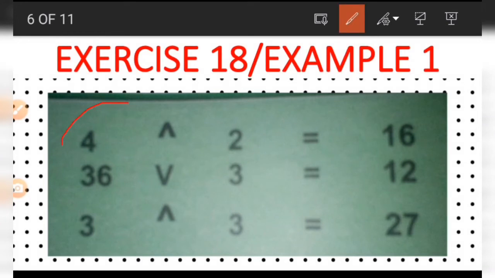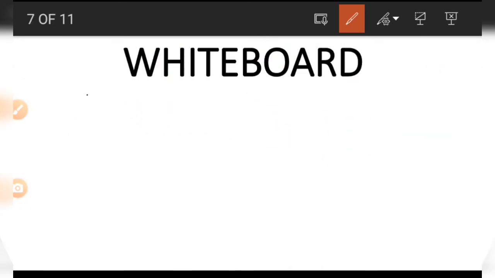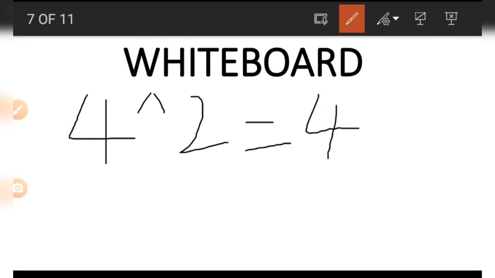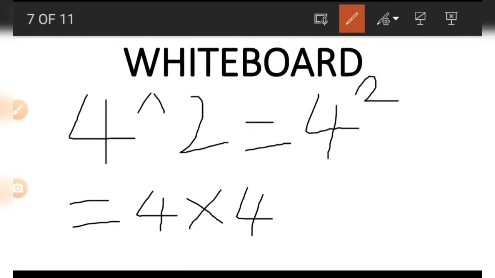Now let's start with the first line where we have 4 inverted V 2 and it's 16. Now how can you get 16 from that? 4 inverted V 2 means 4 raised to the power of 2. And according to what we have learned so far, it means 4 multiplied by 4 in 2 places. And that is no doubt 16. So that is how we get the 16.